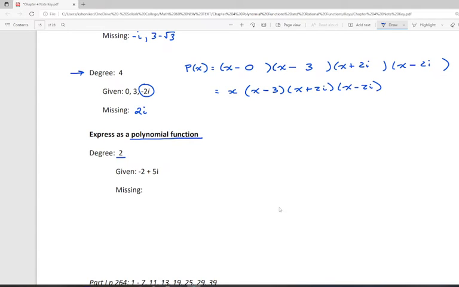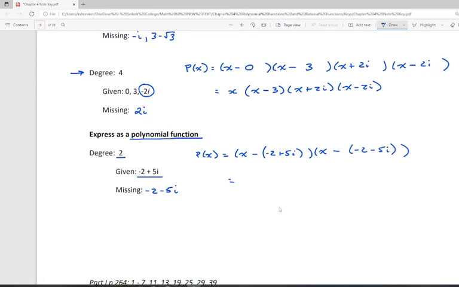So degree 2 means that it's going to be 2 linear factors, x minus something and x minus something. I got to figure out what the something is. Well, they've given me one of the zeros. Okay, and again, no commas. So this is just one of the zeros. So I'm missing the conjugate pair. So it's going to be negative 2 minus 5i. So into the brackets, I'm going to put negative 2 plus 5i. And I'm going to put negative 2 minus 5i. Then I'm going to simplify.